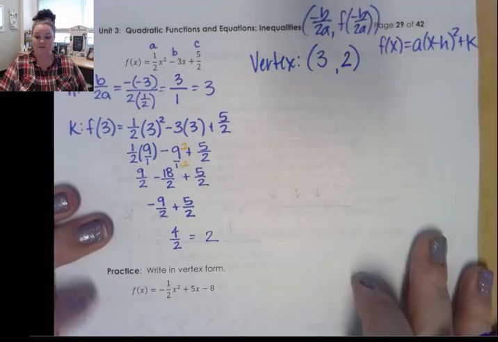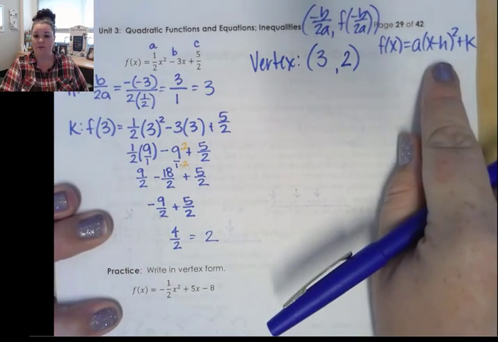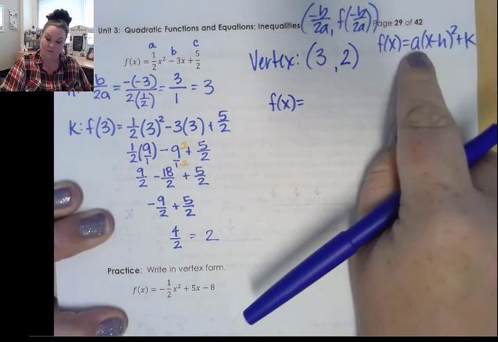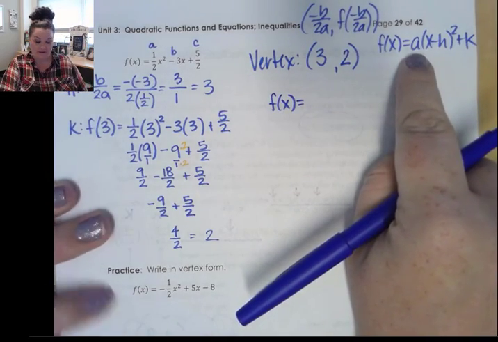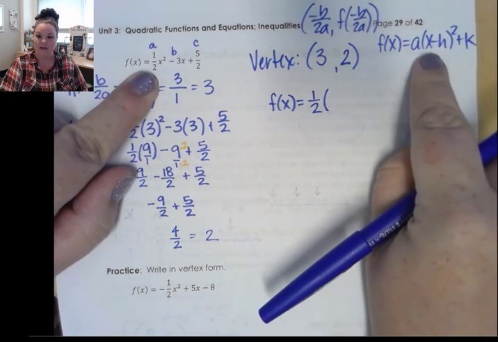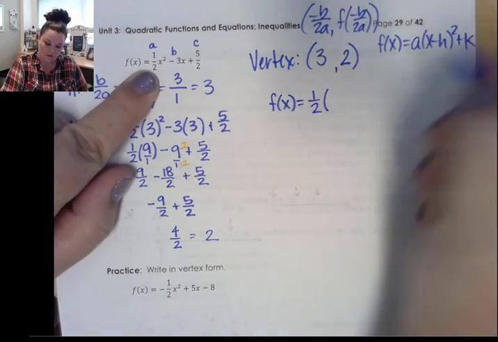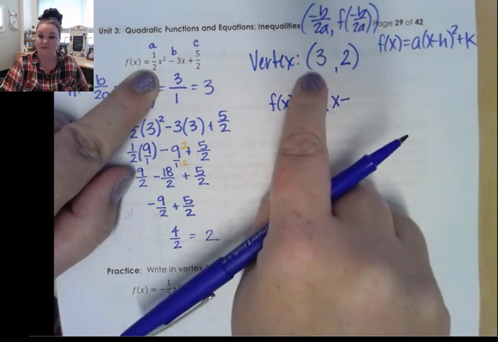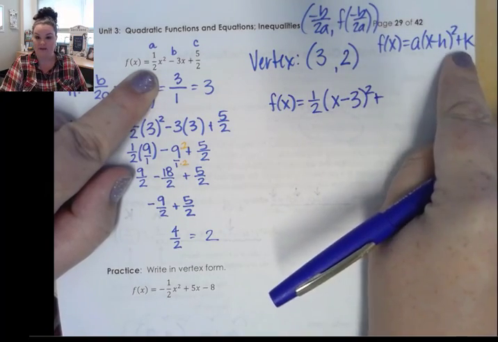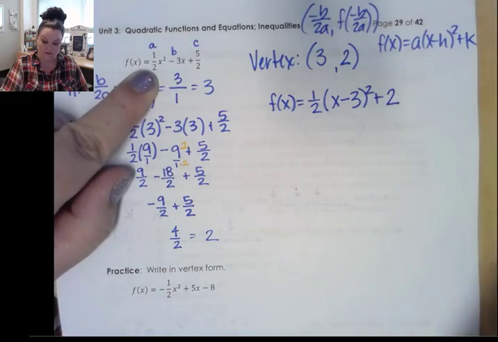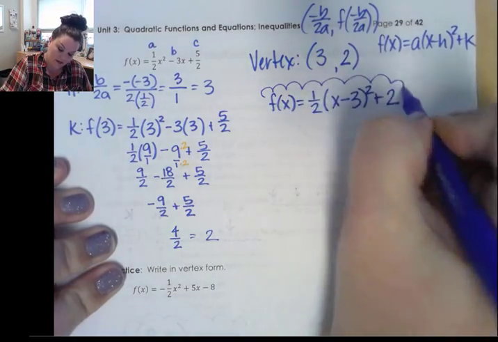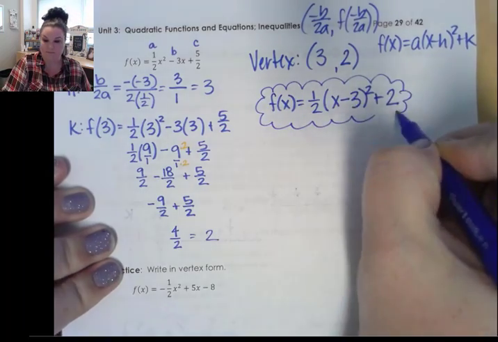So now that I know the vertex, I can go ahead and put it in vertex form. Okay? Vertex form says to do my leading coefficient, or my a value, which in this case is 1/2, times the quantity x minus my h value. So x minus my h value, which is 3 here, squared, plus my k value, which we found to be 2. And there's nothing here I need to simplify. So here is our vertex form.